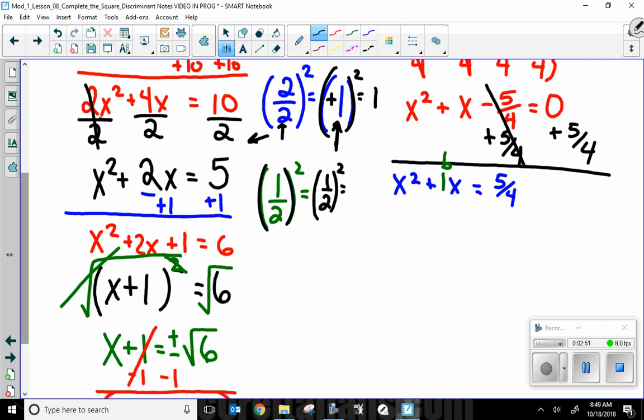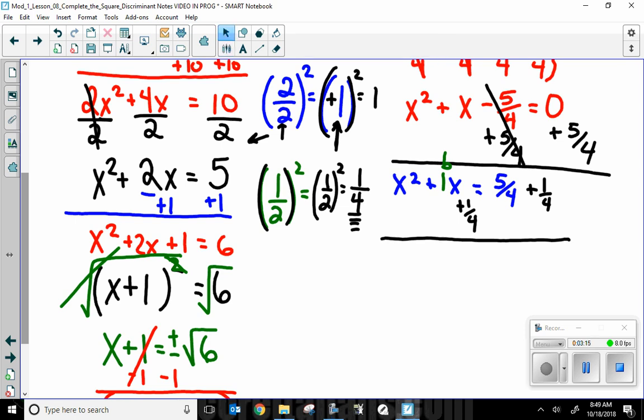And if I square 1/2, I have to square the top and the bottom of the fraction. So 1 squared is 1, over 2 squared, which is 4. This is the value that I'm adding to both sides. Add 1/4, and then I add 1/4 to this side as well.